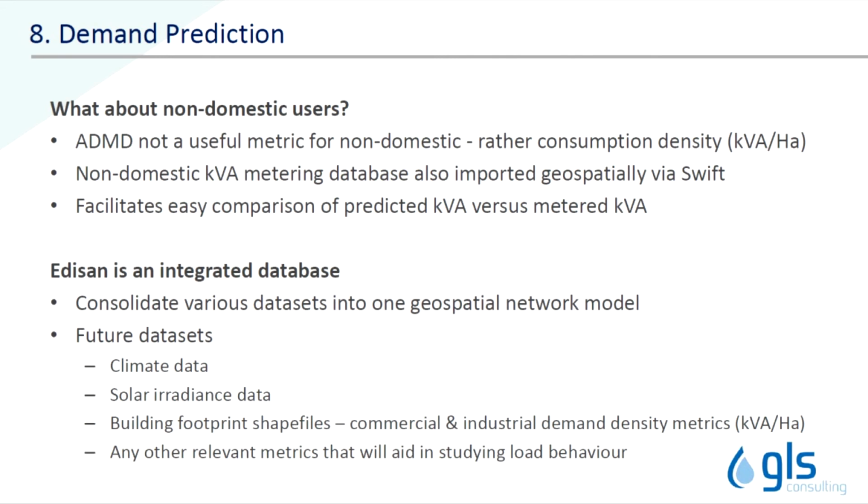What we are aiming to achieve with Edison is creating an integrated database whereby we consolidate various data sets into one geospatial network model. Future data sets that we want to incorporate are climate data, solar irradiance data, and also an important one, building footprint shape files, which will aid in studying commercial and industrial demand density metrics, and then any other relevant metrics that will aid in studying load behavior.